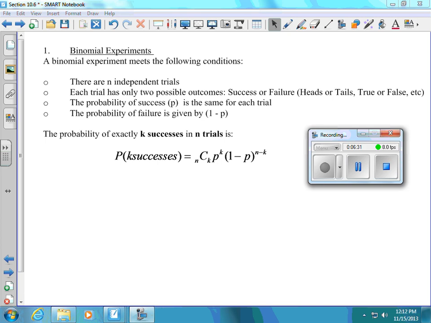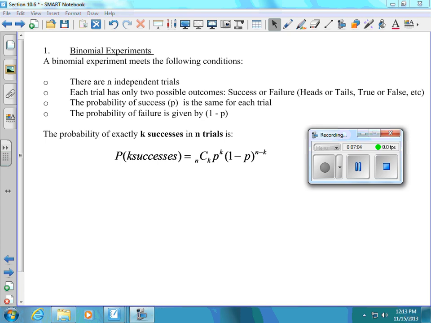If you have a multiple choice test with 4 answer choices each time, then you have a 1 out of 4 chance to get it right on each of those questions. The probability for failure is 1 minus P. So for that last one, you have 1 minus 1/4. If there's a 1/4 chance of getting it right, you have a 3 out of 4 chance of getting it wrong.